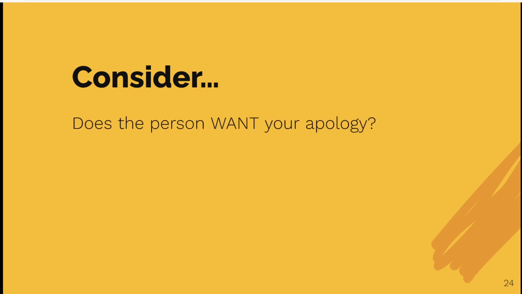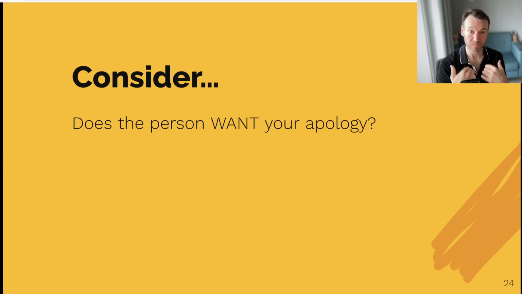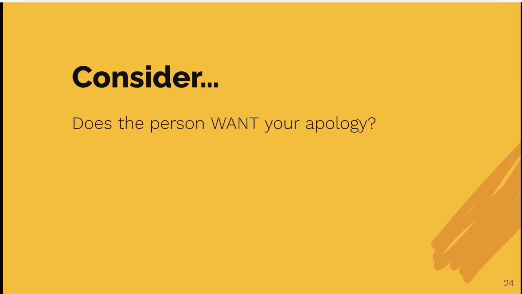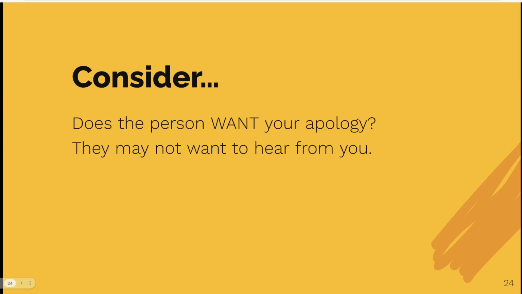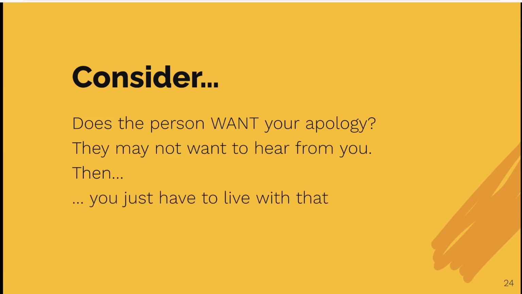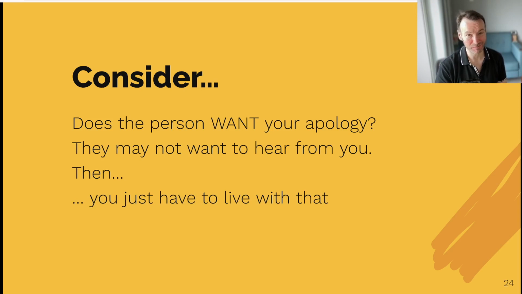So some things to consider about an apology. Does the person want your apology? Remember, the apology needs to be received. Has the act that you have committed actually gone beyond that for that person? Do they really want to receive an apology? They may not want to hear it. Then in that case, you just have to live with it. At some point in your life, you're going to do something which is bad enough that you just have to live with that. There is no apology for it. The person doesn't want to receive it. All right? You just have to live with it.